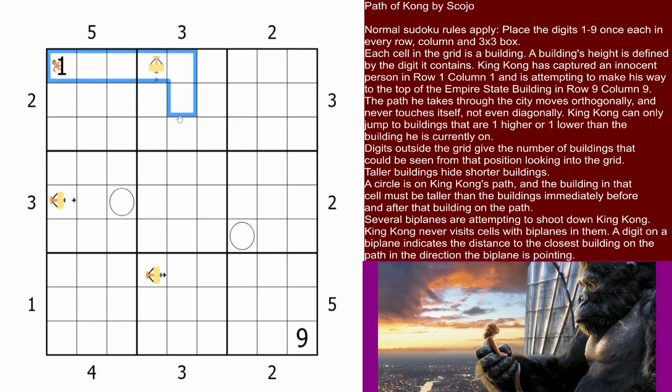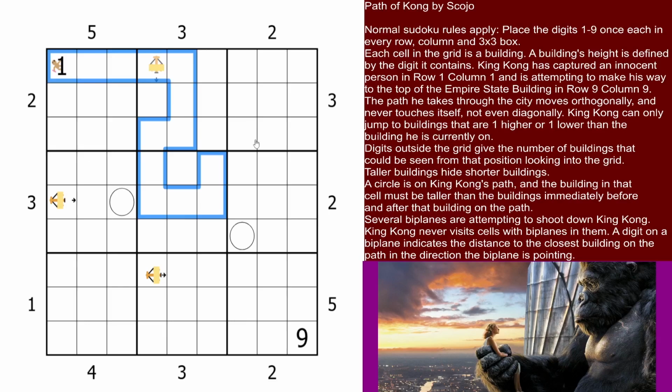So the path will never go like this. If it is going like this, it will not do something like this, because then it will be touching itself. Neither will it do something like this, because now it is touching diagonally. So that is not allowed.